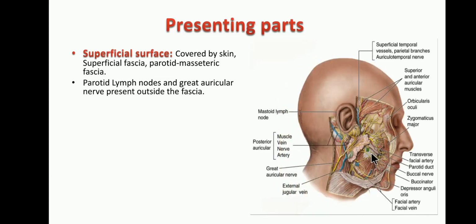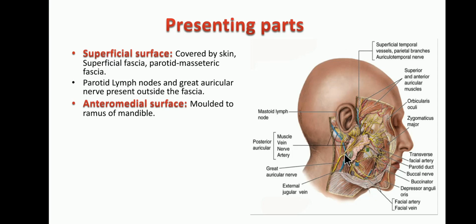So you're able to see the parotid lymph nodes. Sometimes they might be outside the capsule, or sometimes a little deep, buried in the gland. Parotid lymph nodes you are able to see, and branches of great auricular nerve. So branches of great auricular nerve are also seen on the superficial or lateral surface.